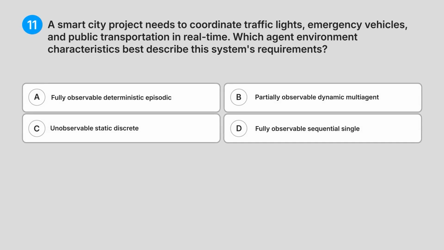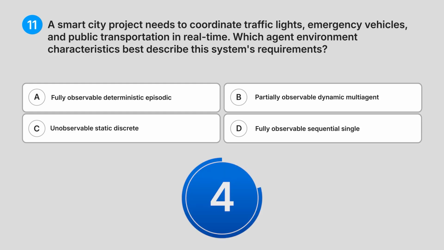11. A smart city project needs to coordinate traffic lights, emergency vehicles, and public transportation in real time. Which agent environment characteristics best describe this system's requirements? A. Fully observable, deterministic, episodic. B. Partially observable, dynamic, multi-agent. C. Unobservable, static, discrete. D. Fully observable, sequential, single.